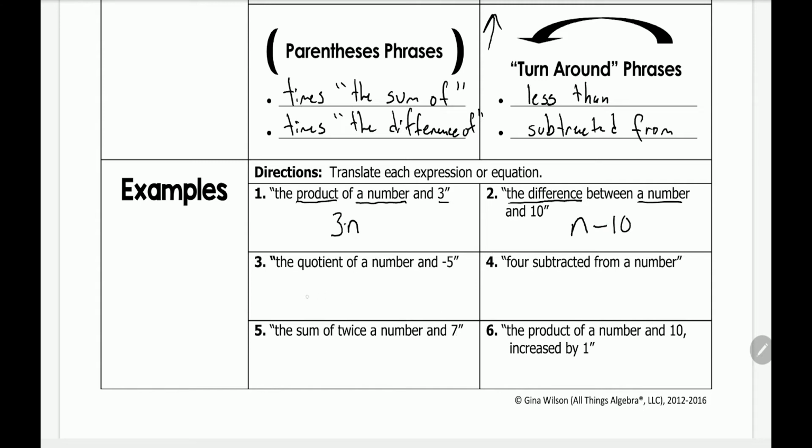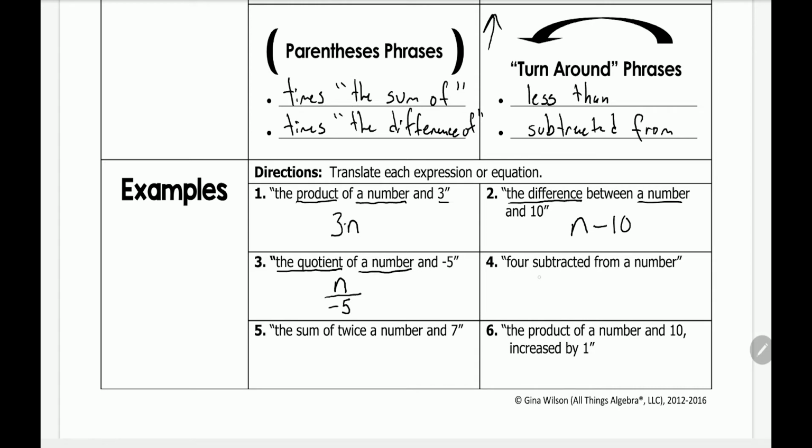Number 3: the quotient of a number and negative 5. A number gives us a variable, so in this case it's n again. And quotient means division. So we have division between a number and negative 5, which means I'm going to take any number and divide it by negative 5.